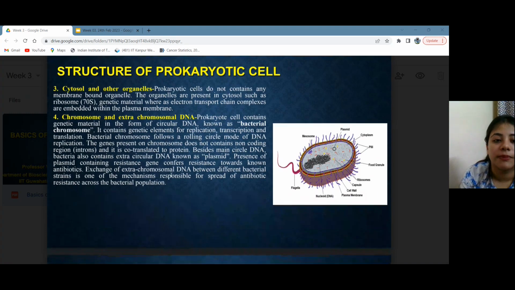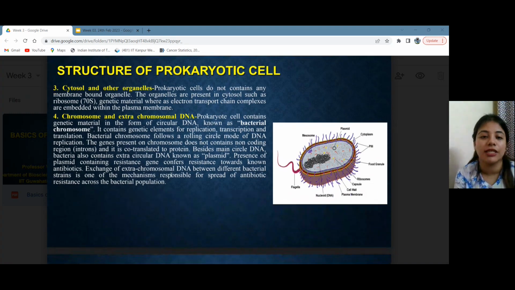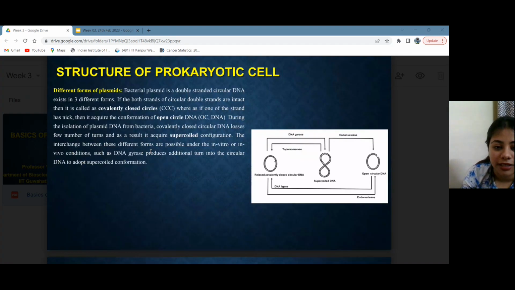Then we come to cytosol and other organelles. Prokaryotic cells do not have any membrane-bound organelles. They have a 70S ribosome, genetic material, and the ETC complexes which are necessary for producing energy. They are also present there. Then the chromosome and the extrachromosomal DNA are also there: the bacterial chromosome or circular DNA, and the plasmids. That's actually the genetic content of a bacterial cell.